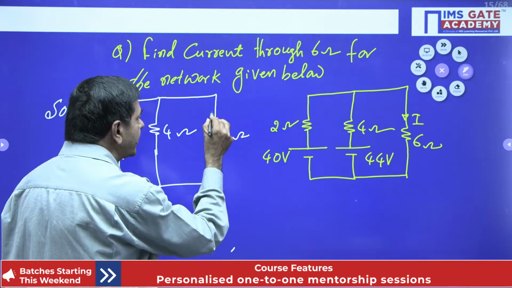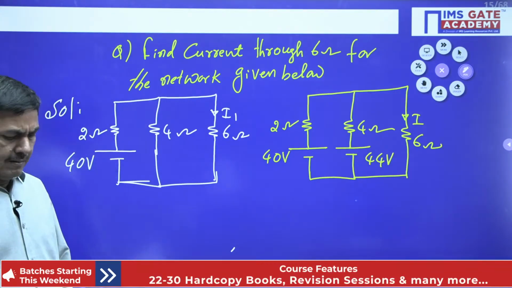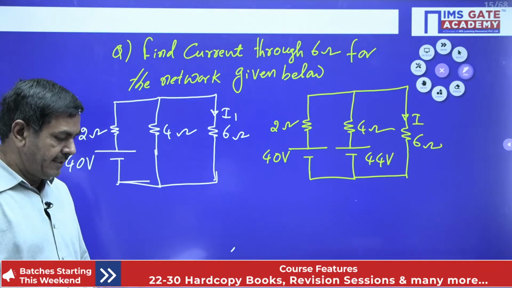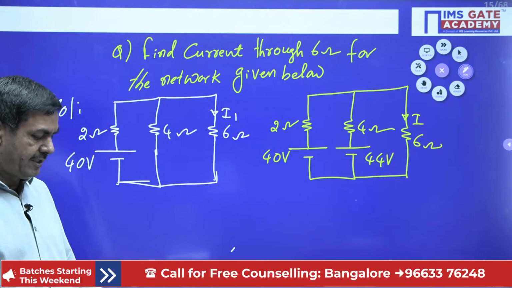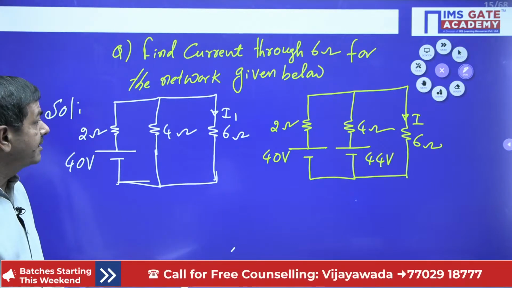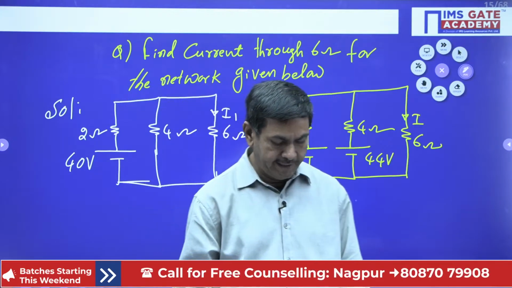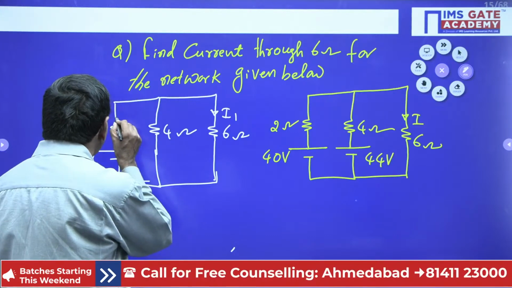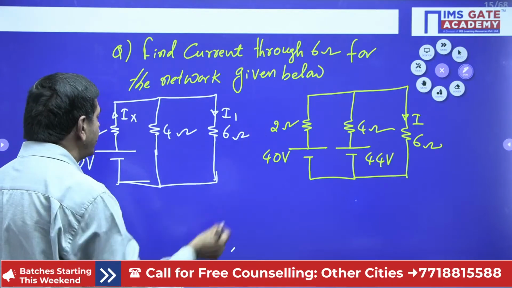This current I want to take as I1. But you can find that I1 by any method; any method is applicable and you can determine that current. Let's find this one. Can anybody do this? Initially I will find the current Ix. Once I get the current Ix, I can apply the current divider formula.